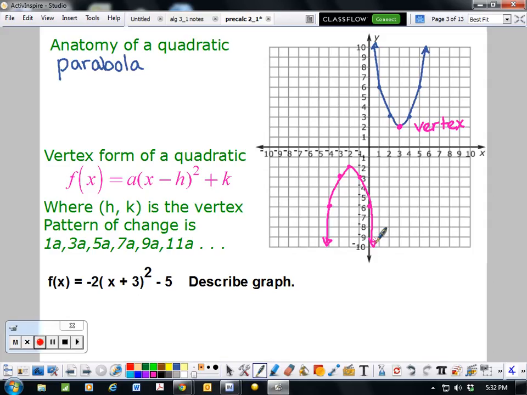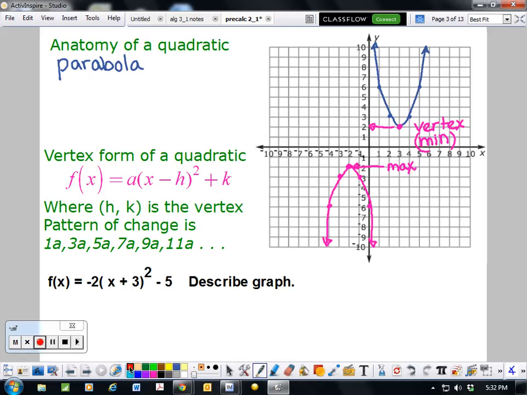Now, if our vertex is the bottom, this is also known as our min point, and the min point is always going to be our y value. So here where it opens down, our vertex is our max point. And when I'm looking at the max value, I'm looking at that y value.